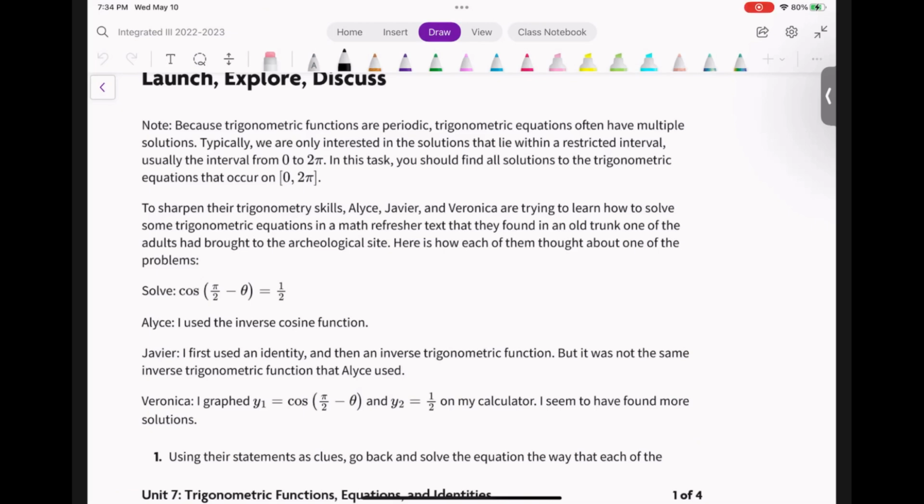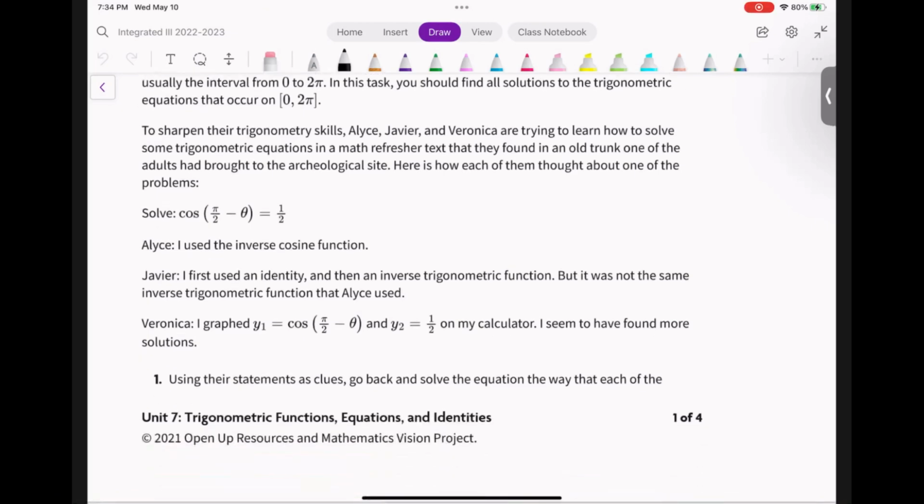To sharpen their trig skills, Alice, Javier, and Veronica are trying to learn how to solve trig equations in a math refresher text that they found in an old trunk one of the adults had brought into the archaeological site. Here is how one of them thought about one of the problems. Solve cosine of pi over 2 minus theta equals one half.